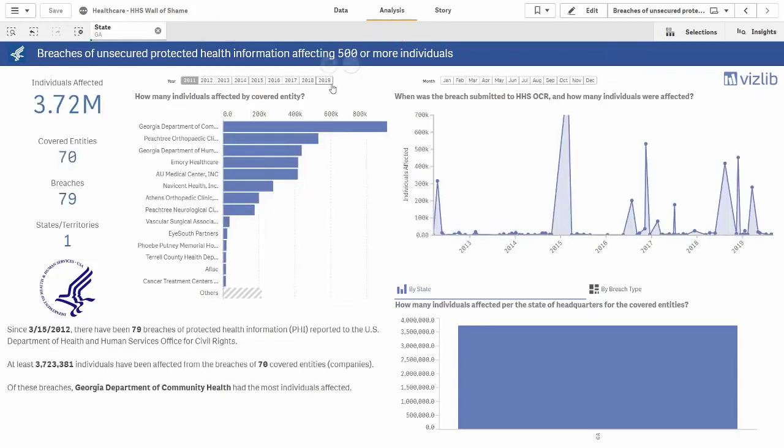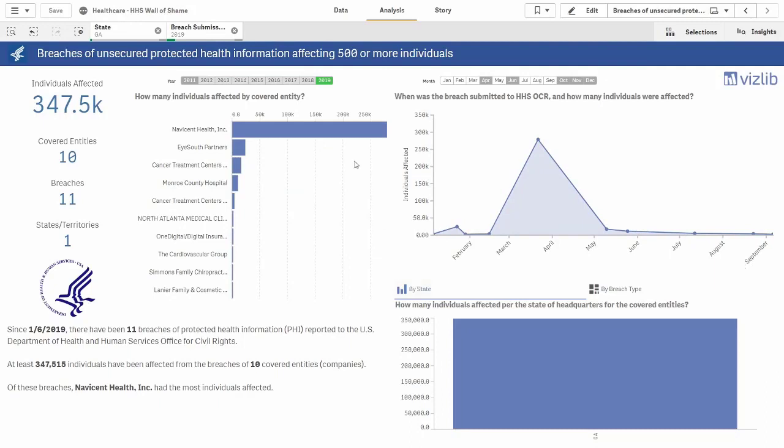Let's just look at 2019 for Georgia. Navicent, iSouth, CTC. I thought one on here was Peachtree at one point. Wasn't that the one you were telling me about? Yeah? It's scary. And this is stuff that just happened. Luckily, there was a big one in April. That was the Navicent one. Kind of tapered off, luckily.